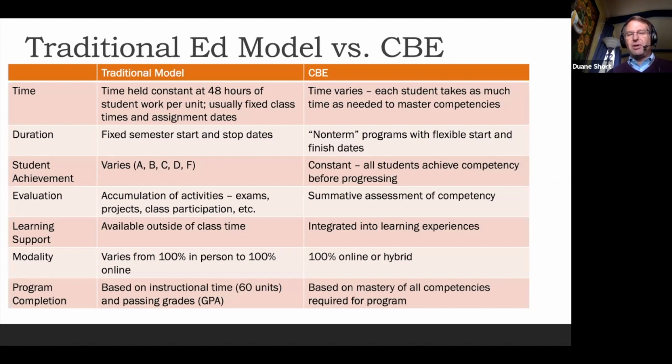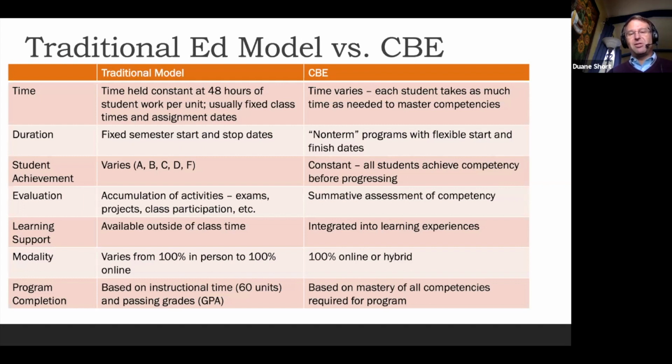The learning support is supposed to be integrated into the learning experiences. The modality of CBE is probably 100% online because it's self-paced and because students will be progressing through at these different rates. Some students might already know how to do a lot of the competencies, and they may be able to clear the summative assessment without really doing any work because they already know how to do it. So a student that's already been an office manager might know how to do a performance evaluation. They can just do one and don't have to learn anything about it.